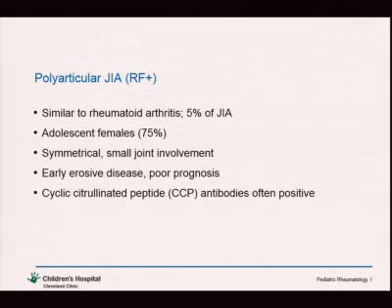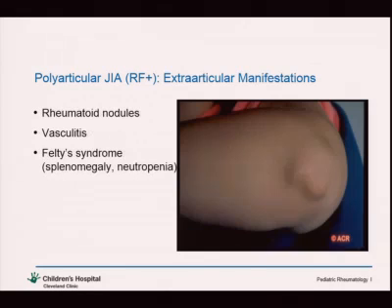The cyclic citrullinated peptide, often abbreviated CCP, is more specific than the rheumatoid factor, but it's not in the polyarticular JIA, rheumatoid factor positive criteria for diagnosing. So by the book, you don't really need to have that, but that potentially could be a test question because it's commonly used clinically. What are manifestations?